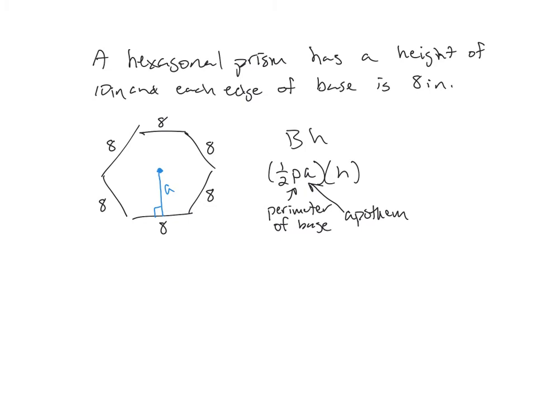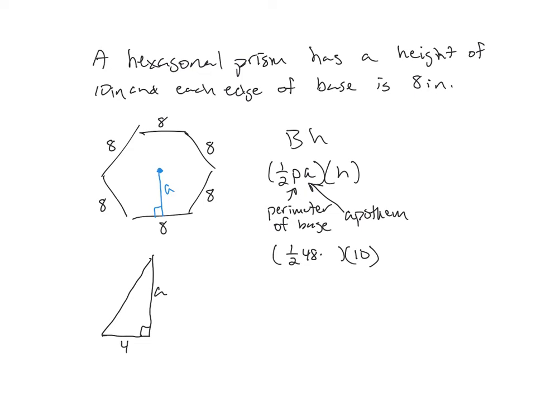So I like to fill in information as I know it. So the perimeter is 8 times 6, or 48. And then I don't know the apothem. And I do know the height, because it told me in the problem. Okay, so I got to figure out this apothem. And so remember, I'm going to redraw this triangle out here. We're going to take this triangle out, and if the whole bottom part is 8, then this bottom part is 4. It'll always be half.